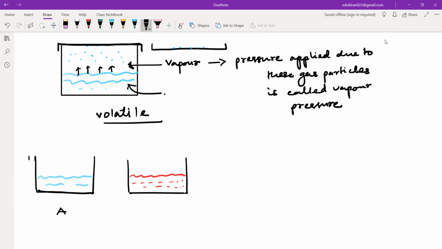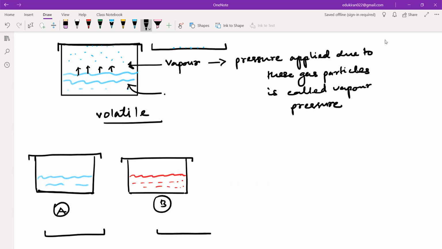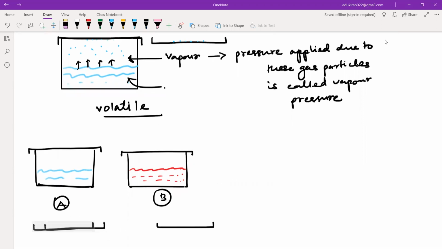Cover both of them with a lid. And when you look in the morning, where do you think the droplets will be more, in A or in B? In A. All of you agree, yes or no? Please tell me. In A there will be more droplets, right? Why? You will say, sir, because water will evaporate more compared to Rooh Afza. So I will say yes.